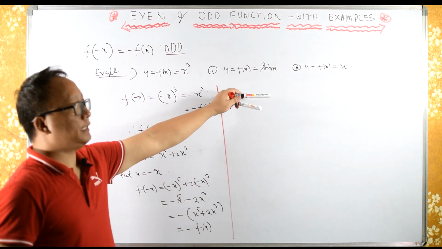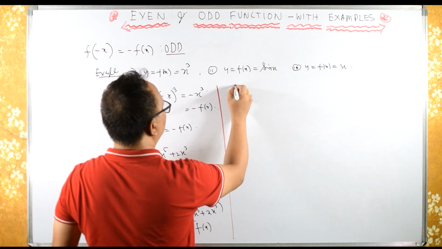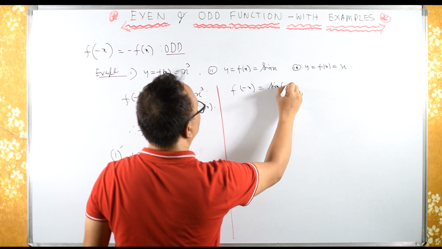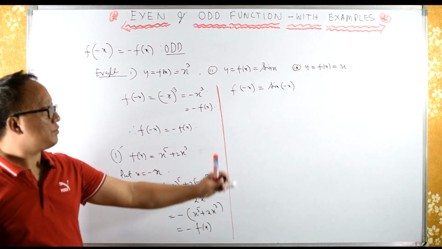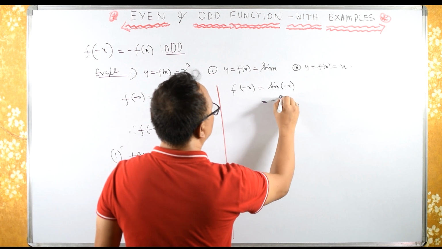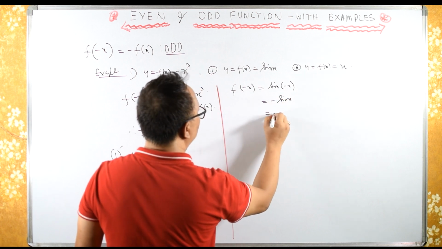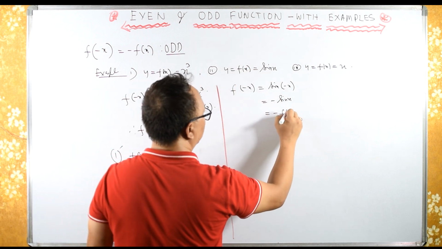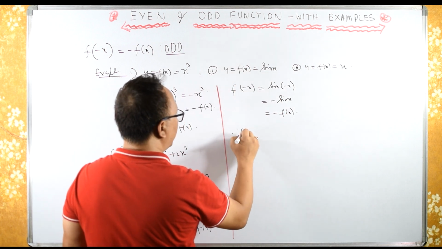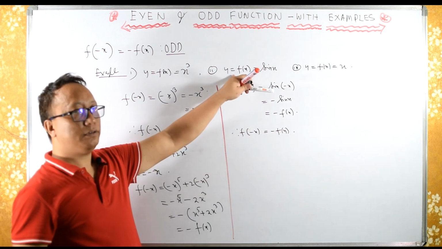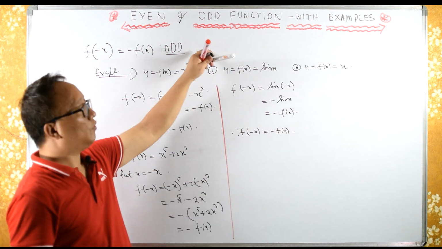Now, let's see this. F of minus x equals sine of minus x. Sine of minus x is minus sine x. And minus sine x is minus f of x. Therefore, we have f of minus x becomes minus f of x. Therefore, this is an odd function.